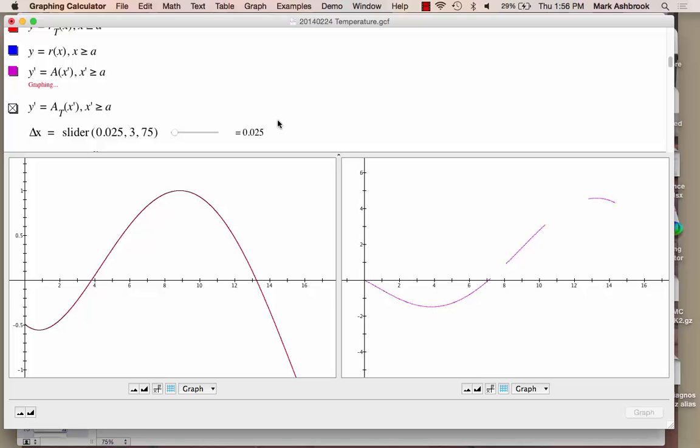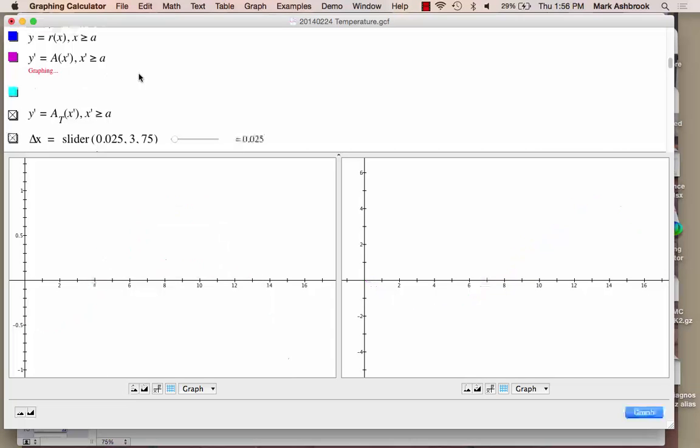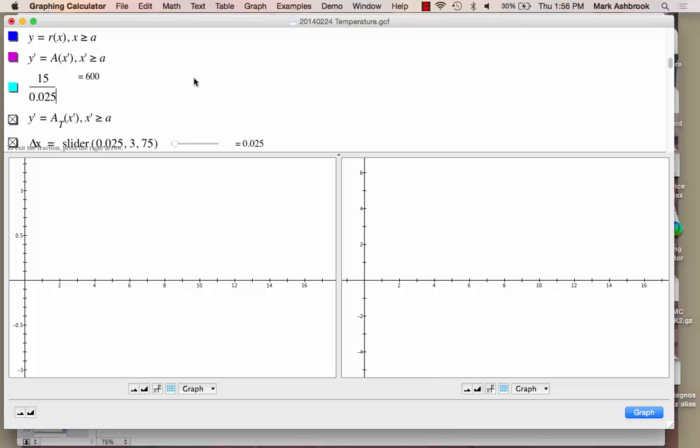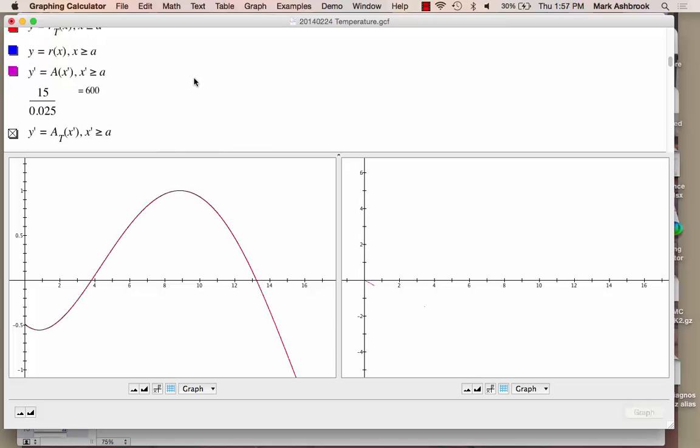And so what's happening? GC is having to work really hard to accumulate all those tiny little changes. Take 15 divided by 0.025. How many changes are there in these 15 minutes? We're talking about 600 moments. Breaking up those 15 minutes into 600 moments. And so that's a lot of work, right? That's a lot of calculating those bits of accumulation to come up with the accumulation graph. That's why it's taking GC some time to do that.